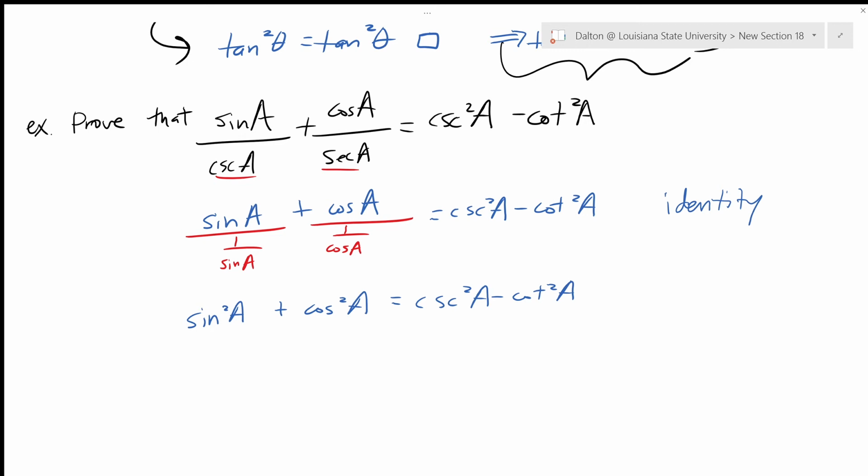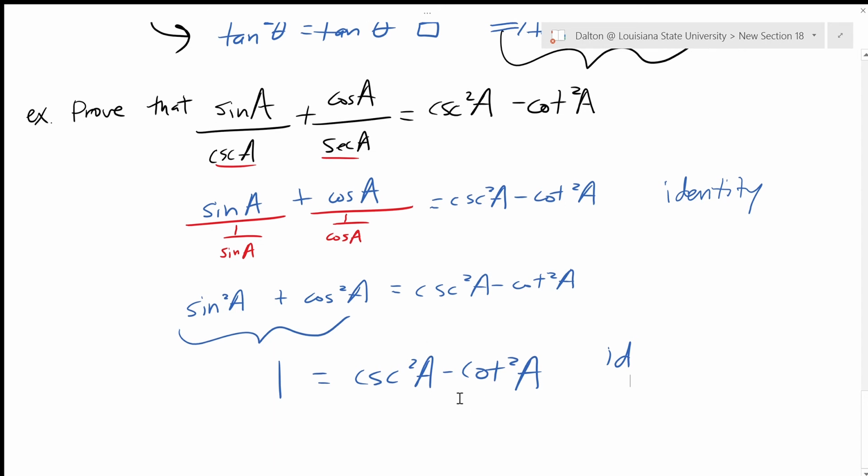Okay, now what? Cool. So that simplifies the left side real nice, using the identity. So cosecant squared A minus cotangent squared A. But now, so this was an identity. But then what can I do with the right side with cosecant squared minus cotangent squared?